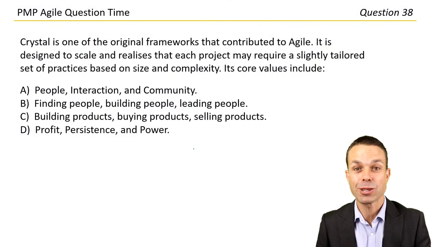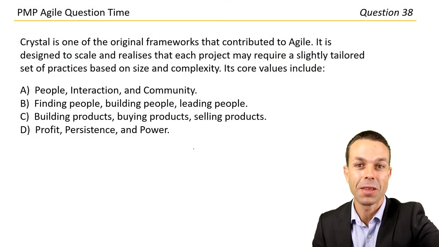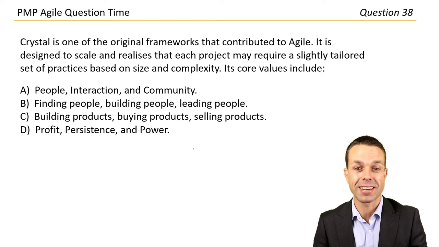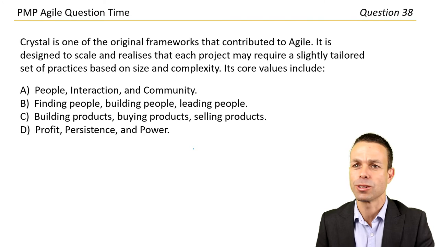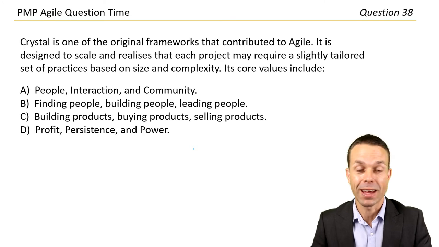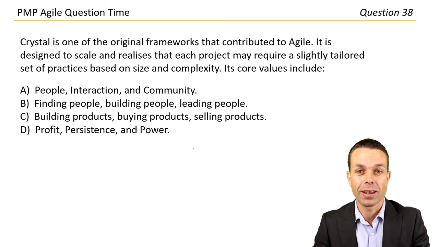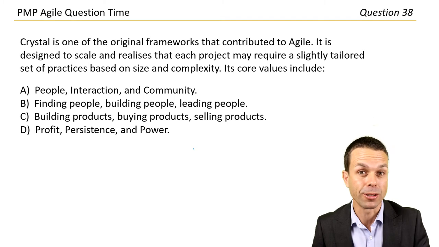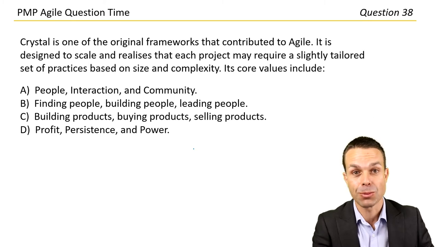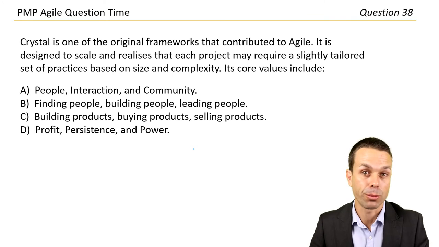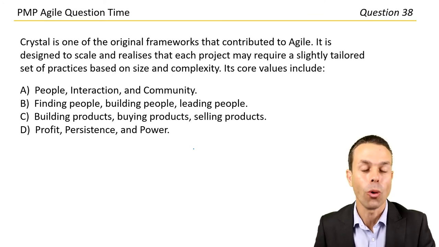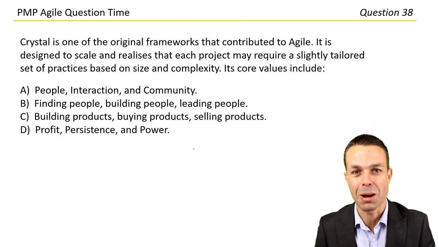Crystal is one of the original frameworks that contributed to Agile. It's designed to scale, and it realizes that each project may require a slightly tailored set of practices based on the size and complexity of the project. And of course, projects are going to be different. Every project you work on will likely be different. Even though people might think that they're very similar, you're going to have different people, different experiences, different approaches, different technologies. All the time, different things are creeping into our projects.